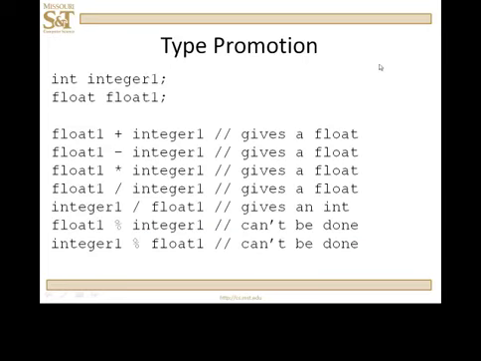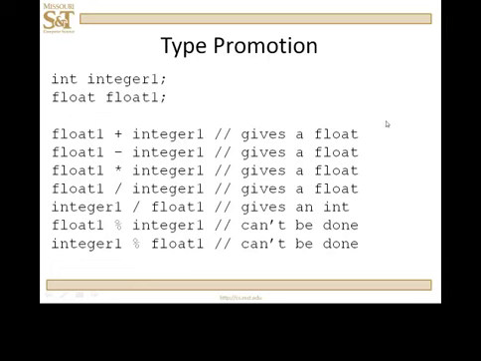Okay, type promotion. As I say, when you combine two or more variables of different types, the compiler has to know what type to give that. So let's take a look. If I combine, and it doesn't really matter whether it's addition, subtraction, multiplication, division, or even modding, if I combine, say in addition, a float and an integer, then the compiler is going to promote that to a float.